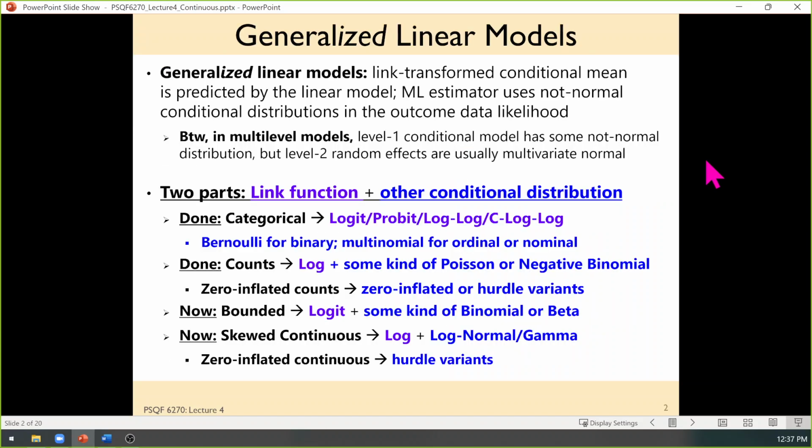So roadmap, where we've been, where we're going. We're still in the world of generalized models, which means that we're having regressions, except we're adopting a link function to make sure that our predicted outcomes stay within the boundaries they're supposed to. And we're choosing a different conditional distribution that will better match what the residuals look like than normal. So what we've done so far is categorical outcomes as they are known more generally. Specific types of categorical would be binary, ordinal, and nominal.